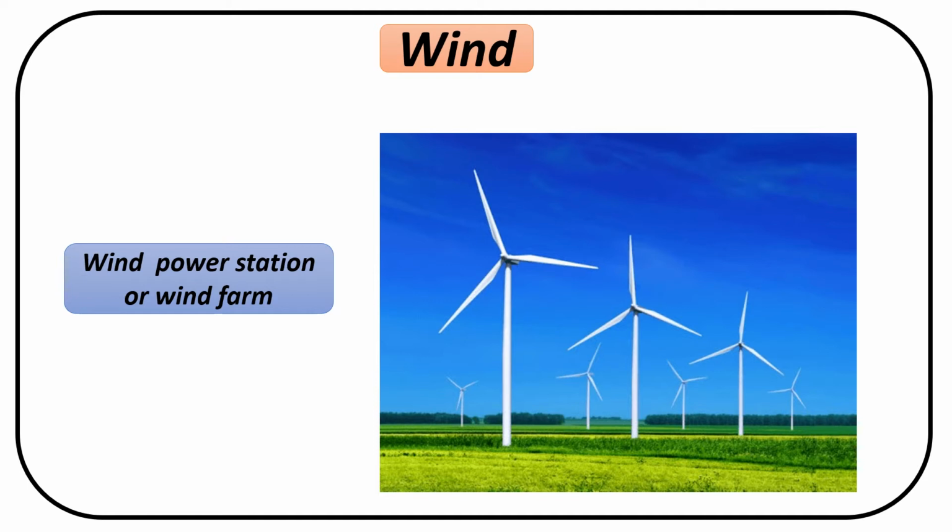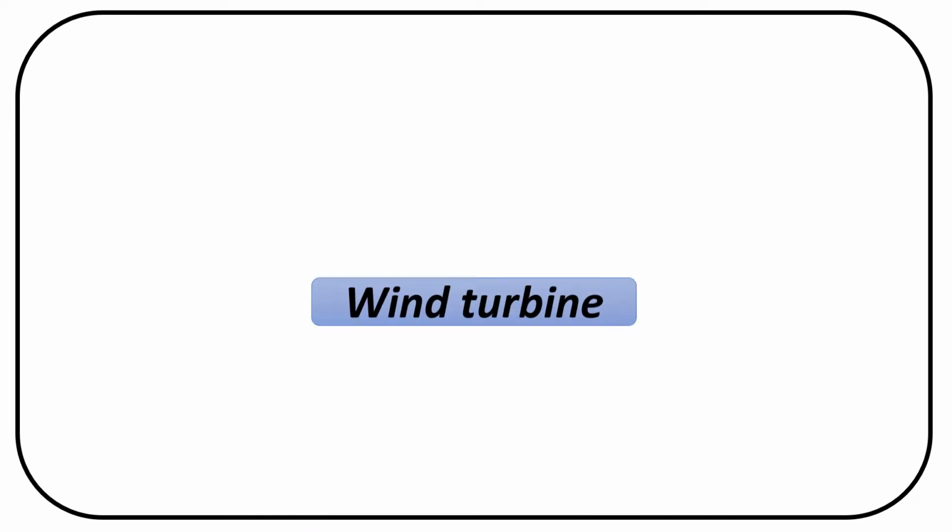So, students, in this picture you can see some turbines. The turbines are put on a tall tower. Okay? And they should be in a free space so that they can collect a lot of wind. Do you understand? Okay, let's see how it works.